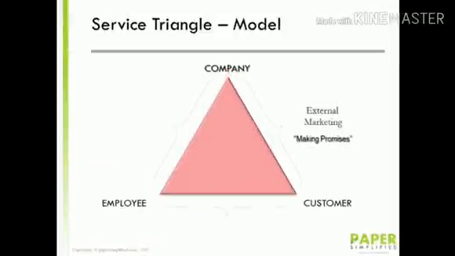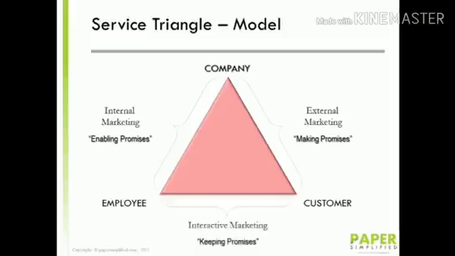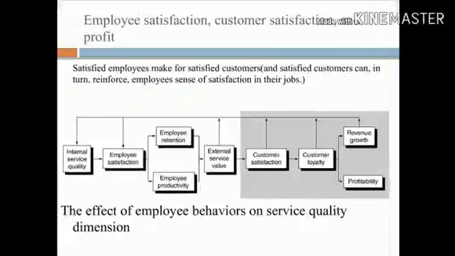External marketing takes place between the company and the customers. It involves making promises to the customer. Internal marketing takes place between the company and its employees. It involves enabling employees to perform better. Interactive marketing takes place between the employees and the customers, which involves keeping the promises. Satisfaction and profit.